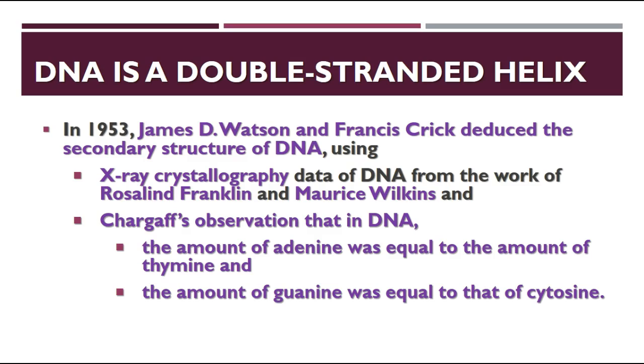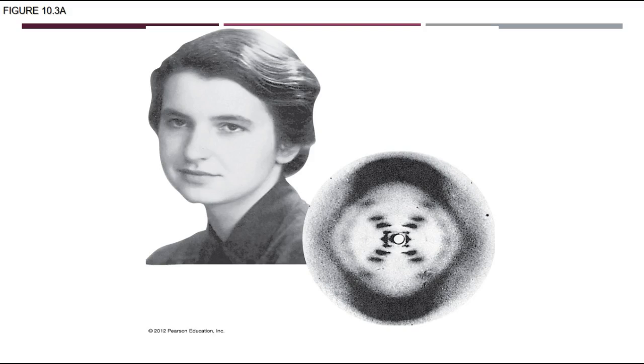They also used another scientist's information. Chargaff had observed a number of years earlier that in DNA, the amount of thymine always equaled the amount of adenine, and the amount of guanine always equaled that of cytosine, and so that led them to understand something about how the bases were paired up.